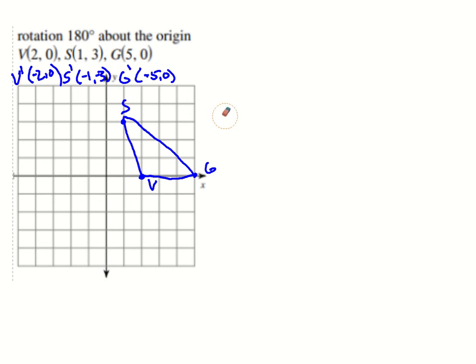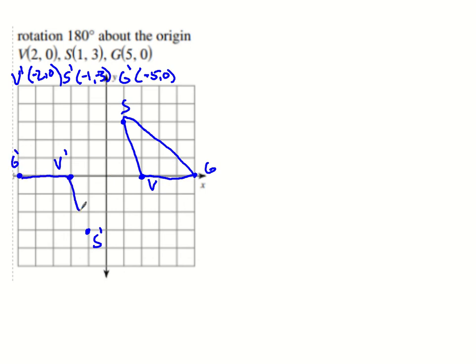Okay, so now I can graph those points. Negative 2, 0. There's my new V. I apologize. So 180 degrees, we don't even have to swap the X and the Y. We just change the sign of them. If they're positive, make them negative. If they're negative, make them positive. My new S is at negative 1, negative 3. And then my new G is at negative 5, 0.